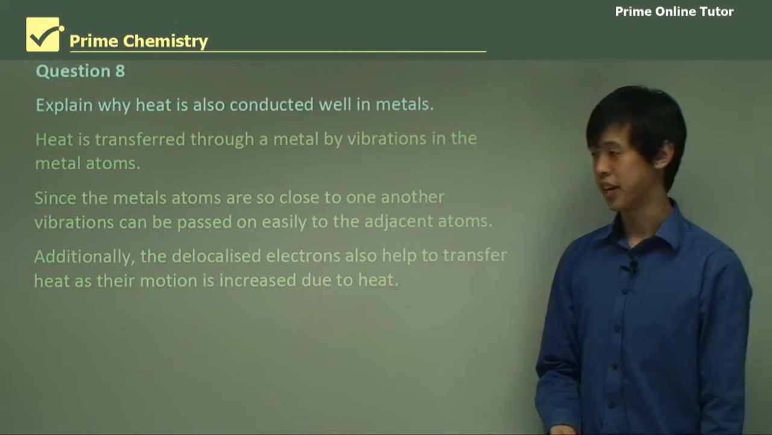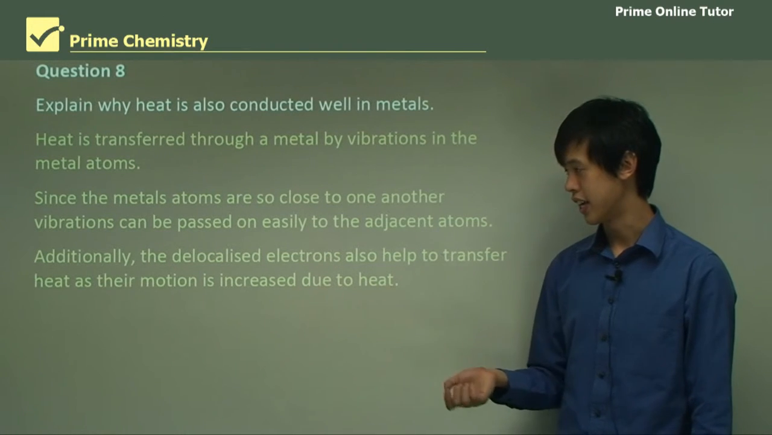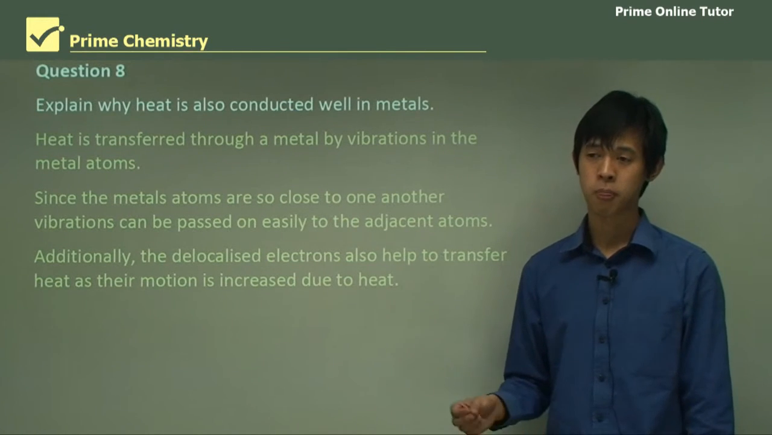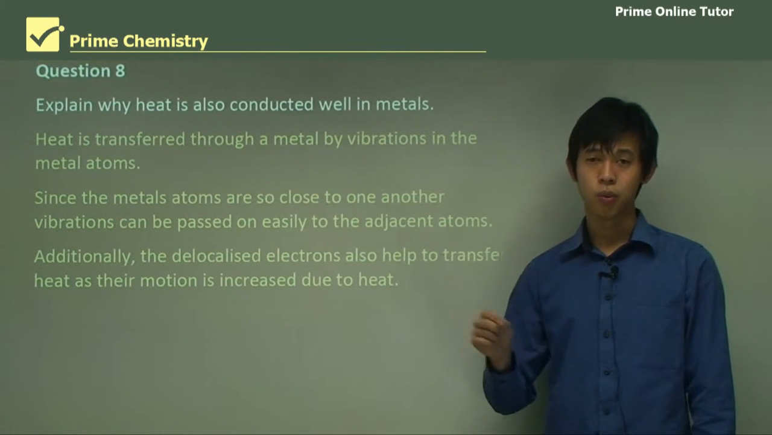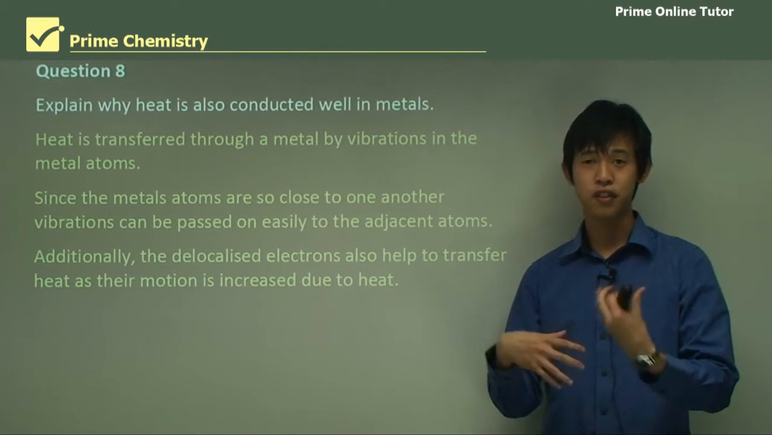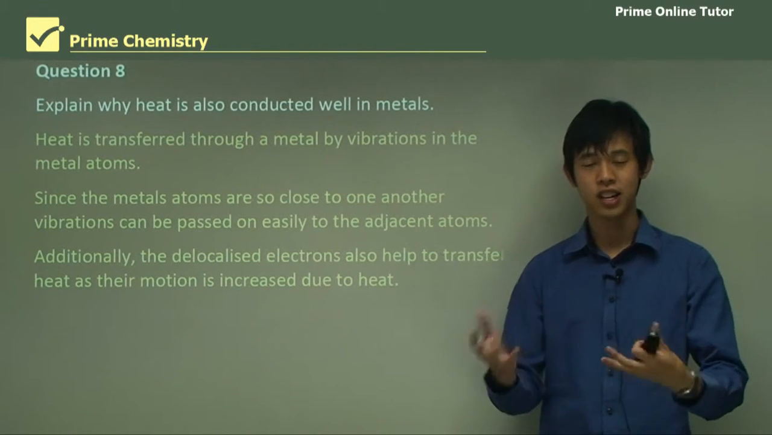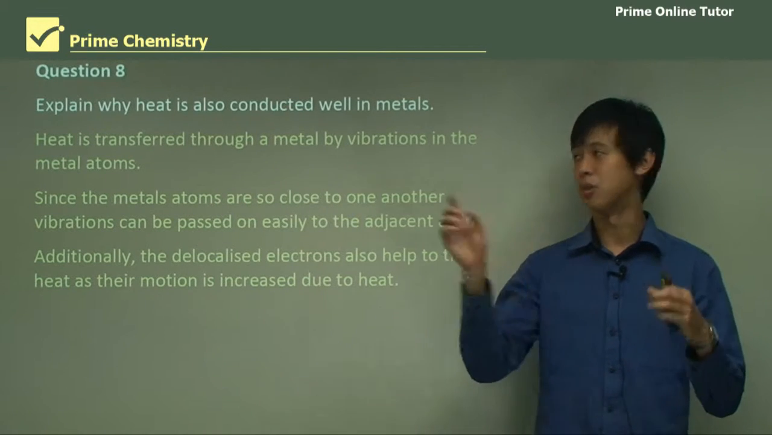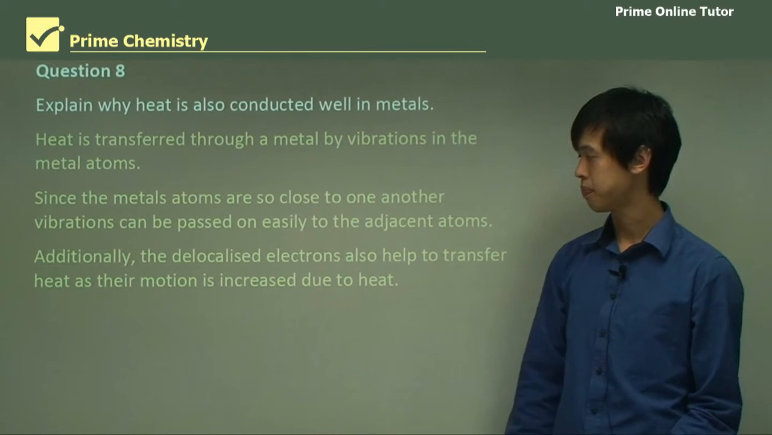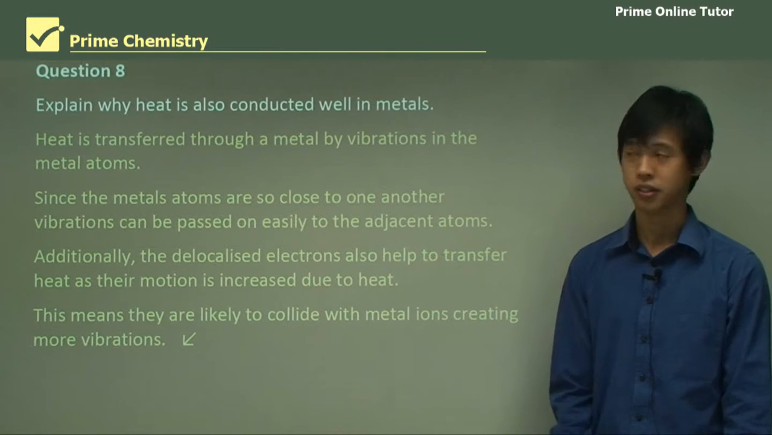Now, another reason why they're good at conducting heat is that the delocalized electrons also help to transfer heat as their motion is increased due to the fact that there's heat energy around. So an electron moving around might bump into an ion and make that start vibrating. So you can see that if you've got a lot of electrons around, there'd be lots of collisions and lots of shaking, and the heat will get transferred very rapidly, in addition to all these other vibrations happening through the lattice. Okay, so that helps. This means they are likely to collide with metal ions, creating more vibrations, as I mentioned. Okay.